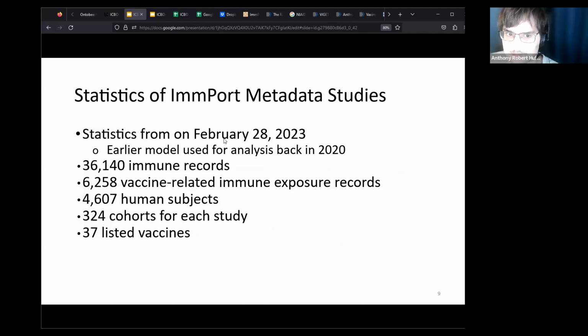Again, I want to mention that the specific statistics were pulled on February 28th earlier this year. We utilized an initial database download back in 2020, so we see some changes in the total listed vaccines through part of the update, but otherwise the actual framework that ImmPort used remained consistent. Pulling over 36,000 immune records, we had 6,258 that are related to vaccines. From there, we had 4,607 human subjects divided into 324 cohorts for 37 listed vaccines.